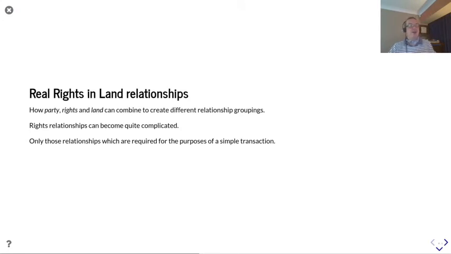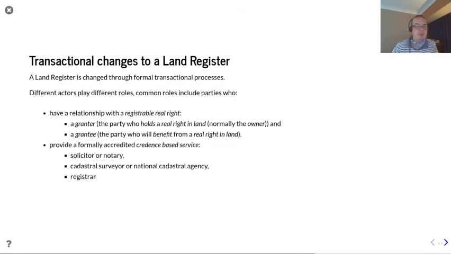We'll then go into how we can build parties, rights and land relationships and how these can be grouped together to form even more complex groupings. We'll also talk about how we build up the concepts to deal with transactional changes to the register and the roles that different parties can play for these different actors.